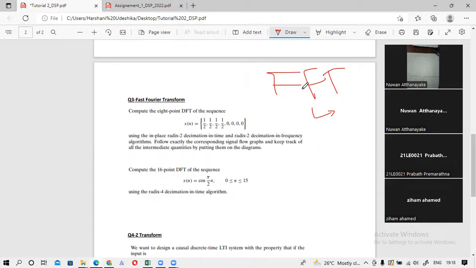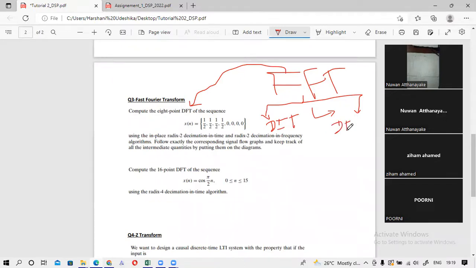So we are going to learn about these FFT algorithms, fast Fourier transform algorithms. Actually, using these algorithms, we are going to perform the DFT. So we are finding an easy way to perform the DFT. That is the idea. In fast Fourier transform, we can have two approaches. One is called decimation in time, another is called decimation in frequency. These are the two basic approaches to perform the FFT.